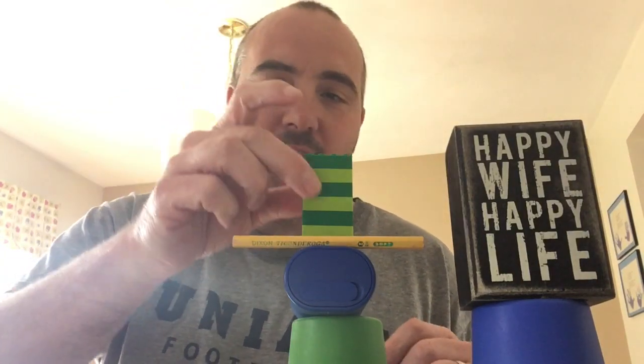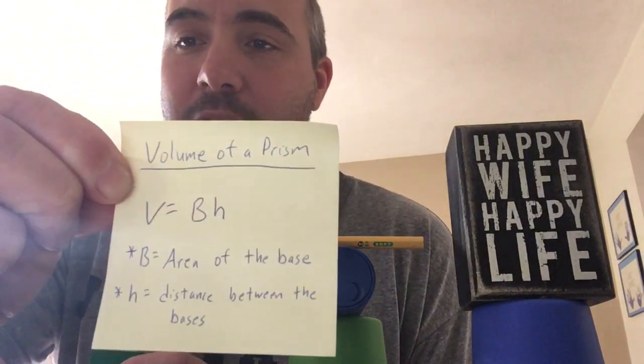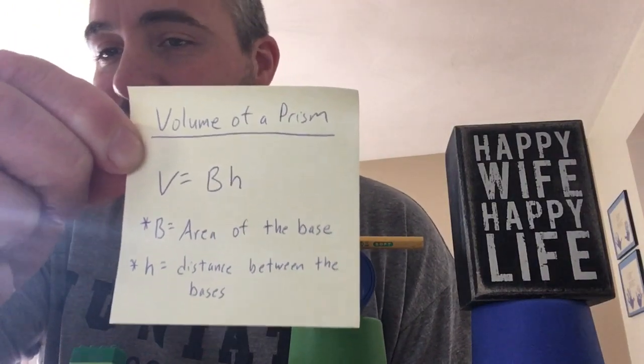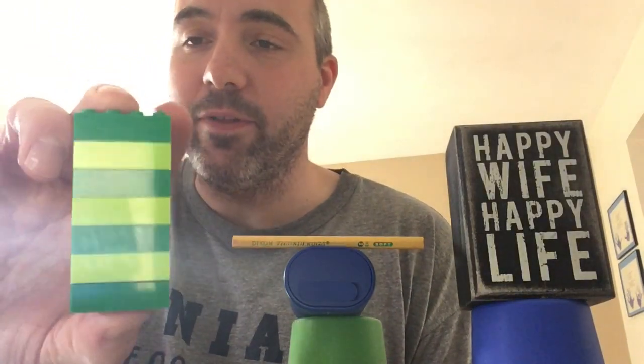First thing is the Legos. I think the Legos are a really easy way to demonstrate our volume of a prism here. Remember, capital B is the area of the base, and h represents the distance between the bases. Keeping that in mind, if I look at my stack of Legos here, this is a rectangular prism. All of the sides are rectangles. I'm going to go ahead and use this part as the base. As you can see, it is congruent and parallel to the bottom part.